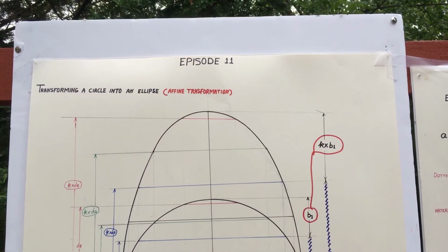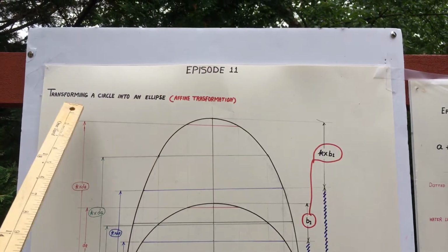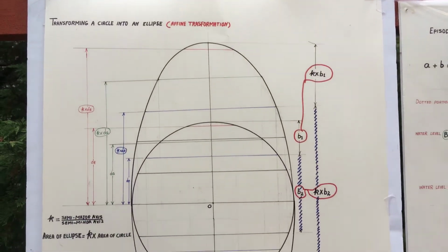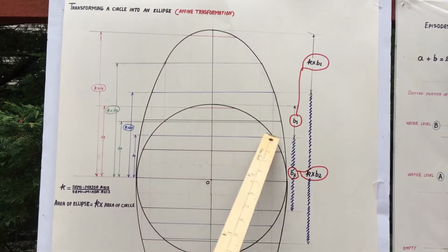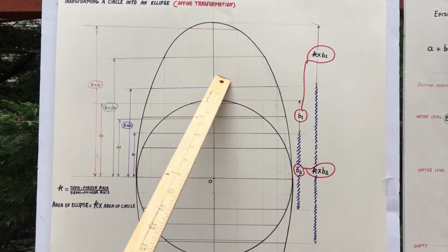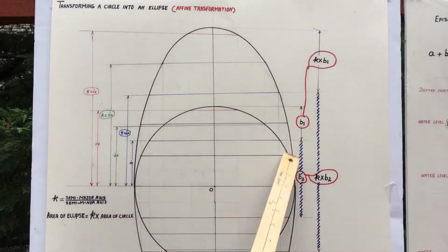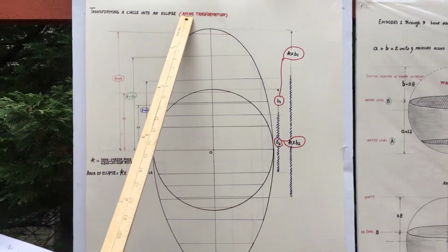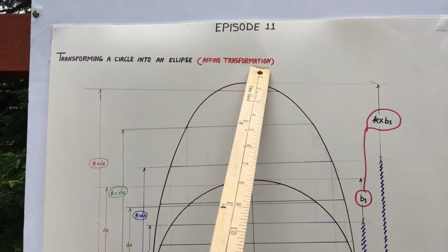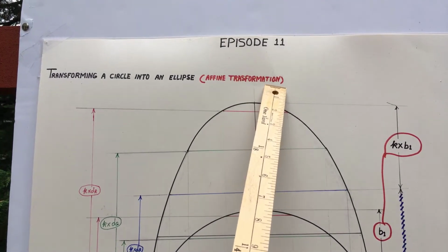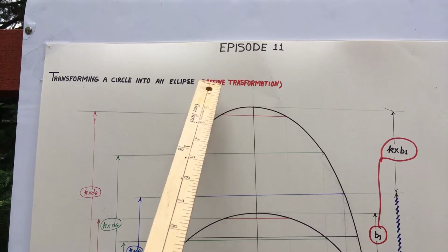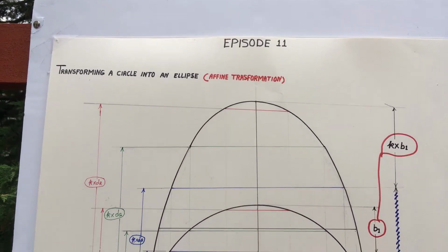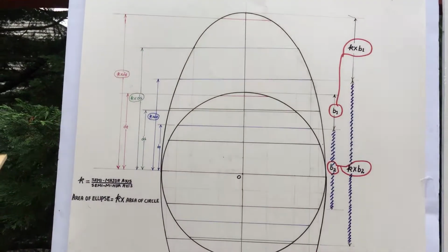First, I want to show how this circle can be transformed into an ellipse, and this transformation is called affine transformation. I will show you in a practical sense how this transformation happens, how this circle is transformed into an ellipse.